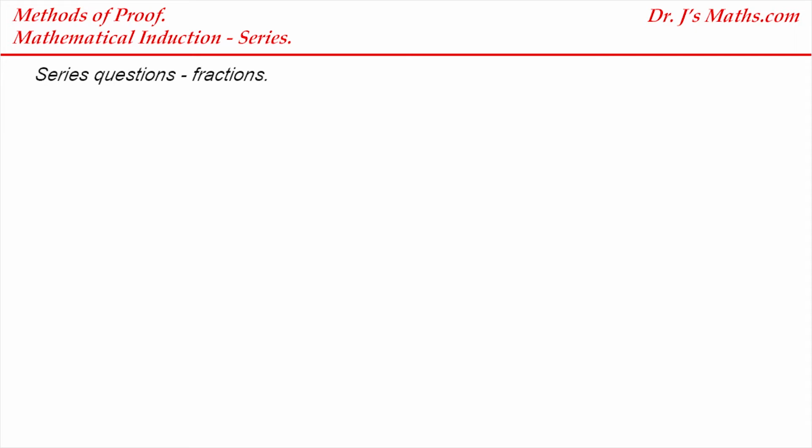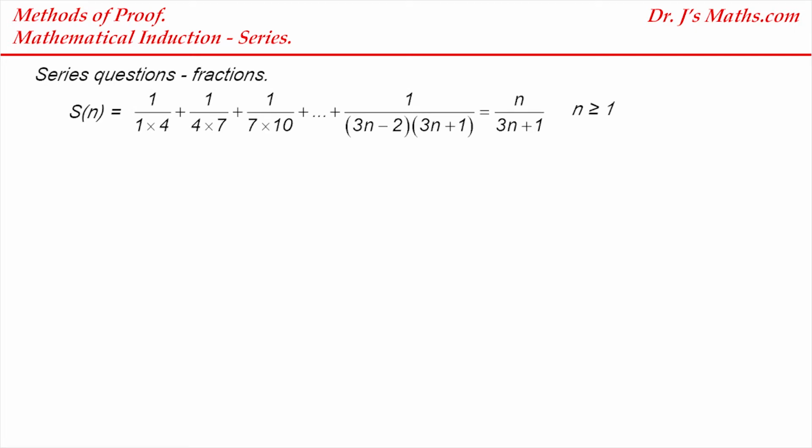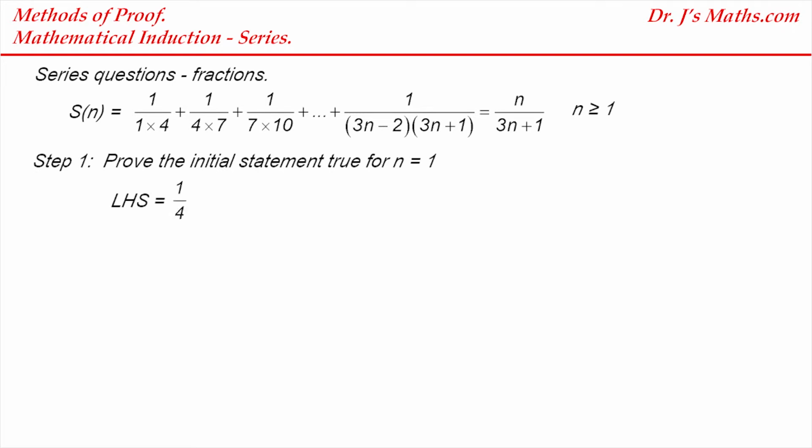So we might have, for example, that Sn is equal to 1 over 1 times 4 plus 1 over 4 times 7 up to 1 over (3n minus 2) times (3n plus 1), and that's equal to n over (3n plus 1). The restriction is that n is greater than or equal to 1. So we have to prove the initial statement true for n equals 1. So the left-hand side, we just substitute into our last term, which is not a bad idea, rather than just use the first term. Should be the same.